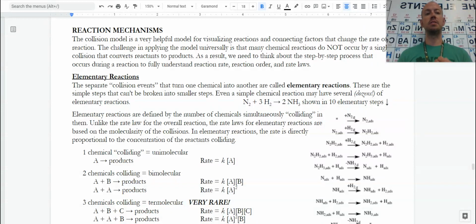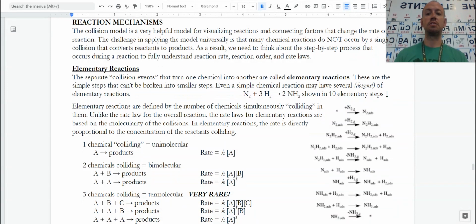Or if we think about something as maybe being zero order or second order, and we change the concentration, it wouldn't explain why increasing the concentration might have a bigger effect for something that's second or third order, or why it might not have an effect for something that's zero order. So when we try to do that, we need to really understand the step-by-step process of the reaction to understand the rate, the order, and the rate laws.